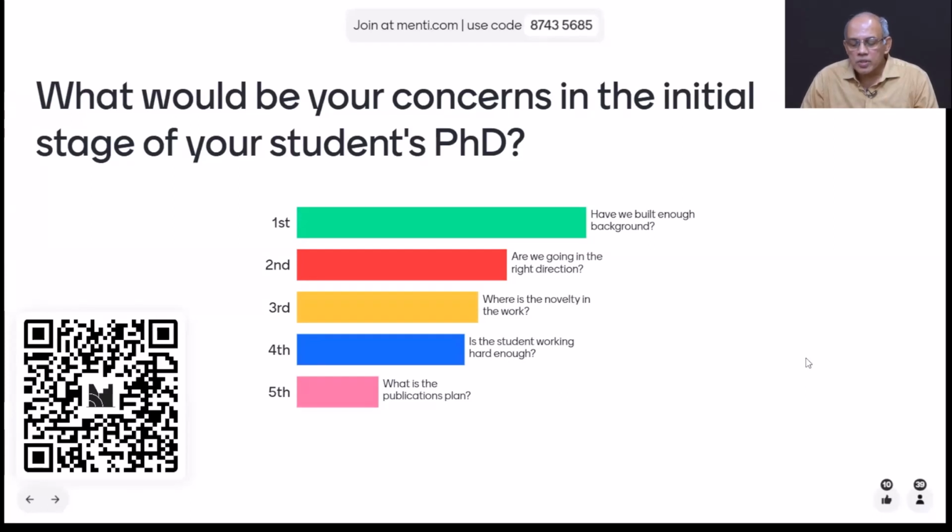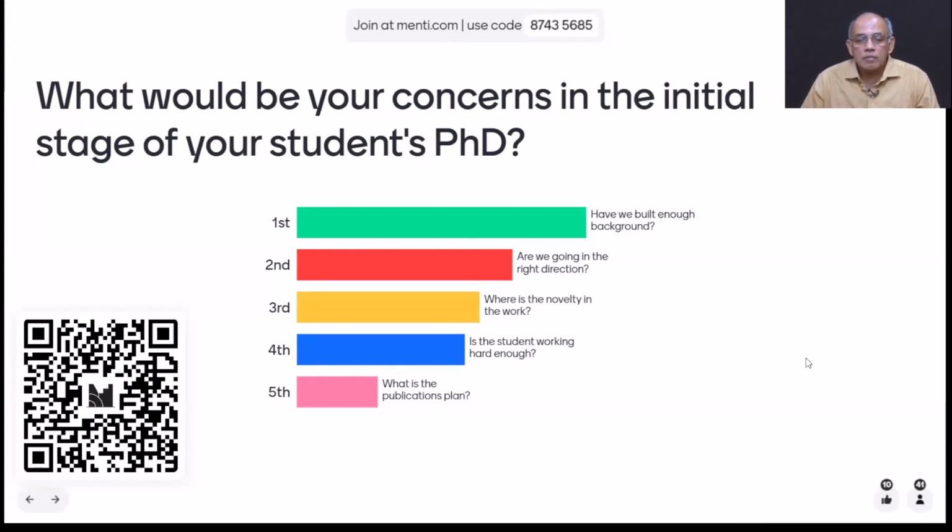Okay, so the responses seem to have stabilized. So here again we see that most people are looking at the point of, have we built enough background? In the initial stage of your student's PhD, you have to worry about, have we built enough background? The second important one seems to be, are we going in the right direction? The third is, where is the novelty in the work? The fourth is, is the student working hard enough? And the fifth option is, what is the publication plan?